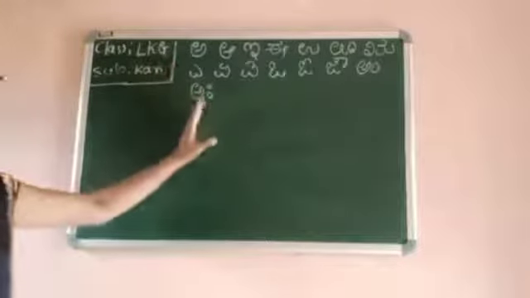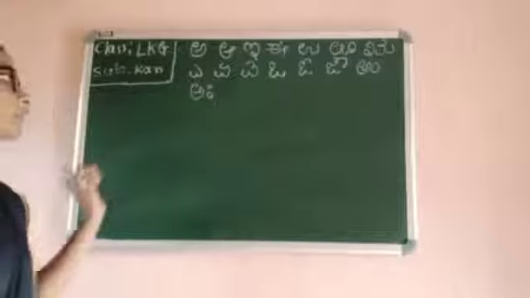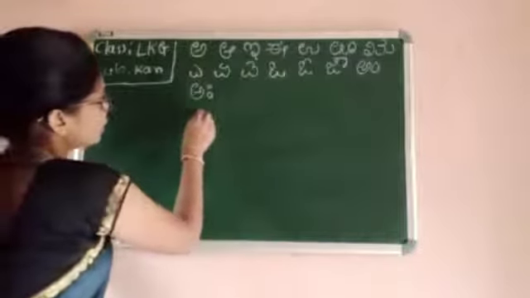These are the vowels, swaragalu antu kariti. Next letters, vyanjanagalu, vyanjanakshara.